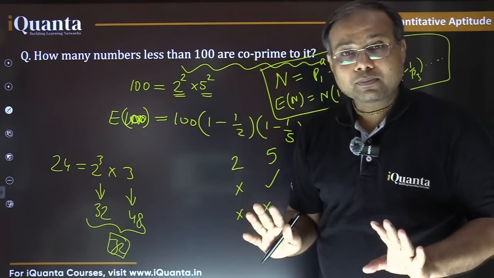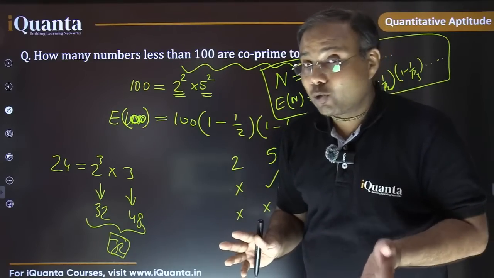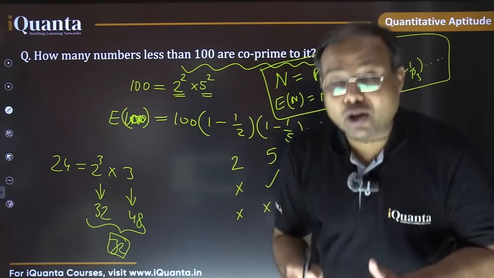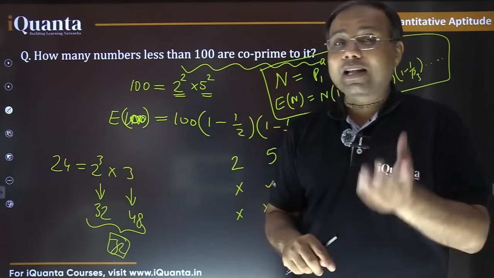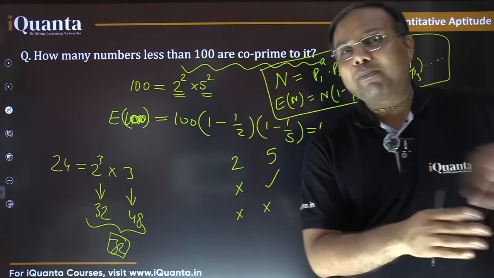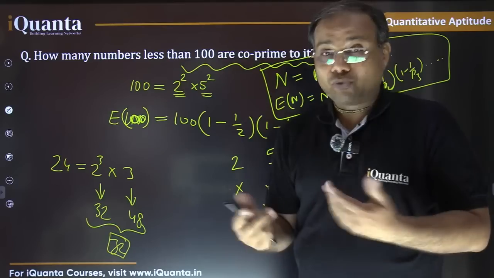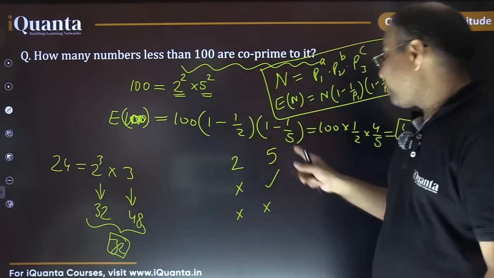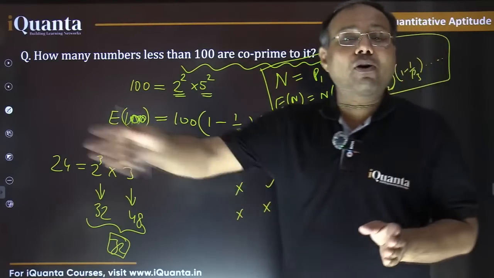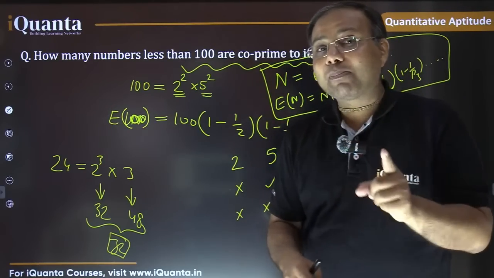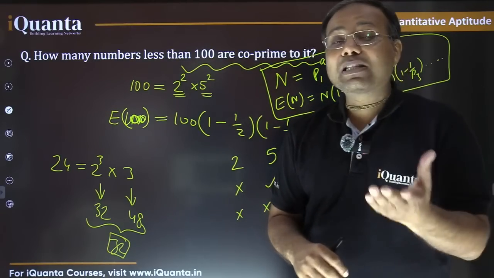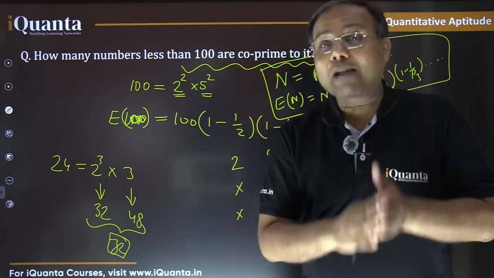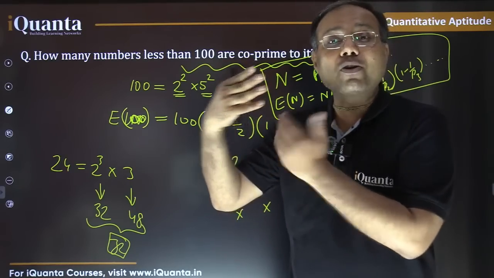So out of every two numbers, one is multiple of 2, one is not. Yes or no? I am asking you. Out of every two consecutive numbers, one is multiple of 2, one is not. Or I can say half the numbers are multiple of 2 and half are not. Exactly the same way, out of every 5 consecutive numbers, one is multiple of 5 and 4 are not. Right? In other words, I can say 1/5 are multiple of 5 and 4/5 are not.